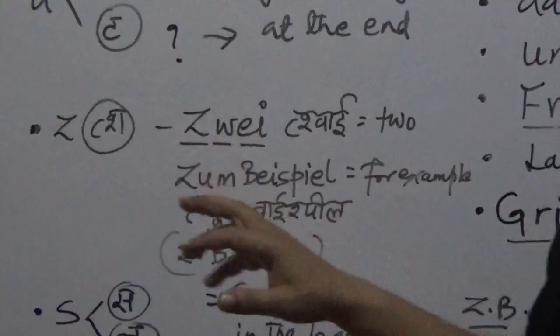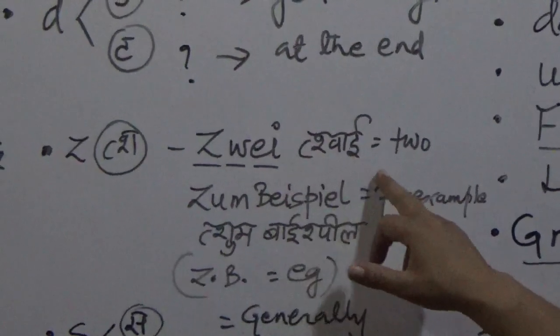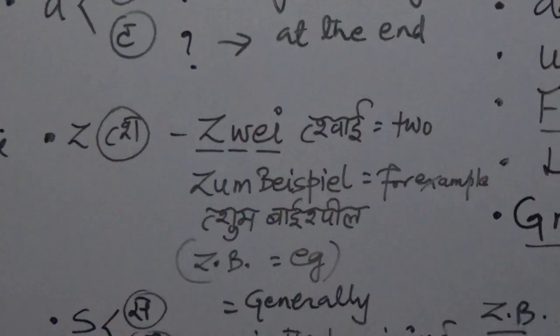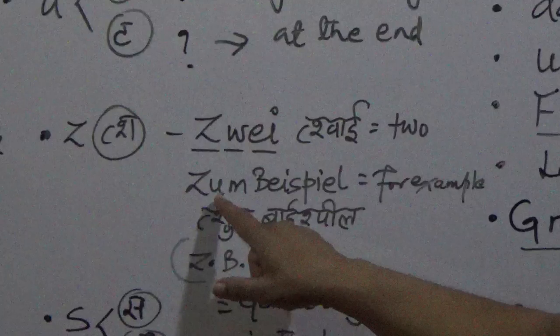I have already taught you it gives I sound all together. It is zwei. Zwei means two.